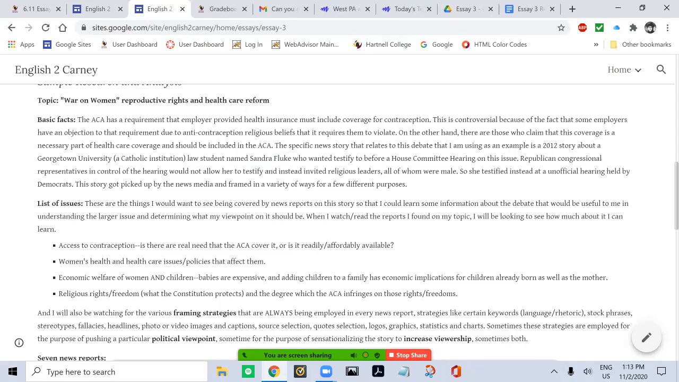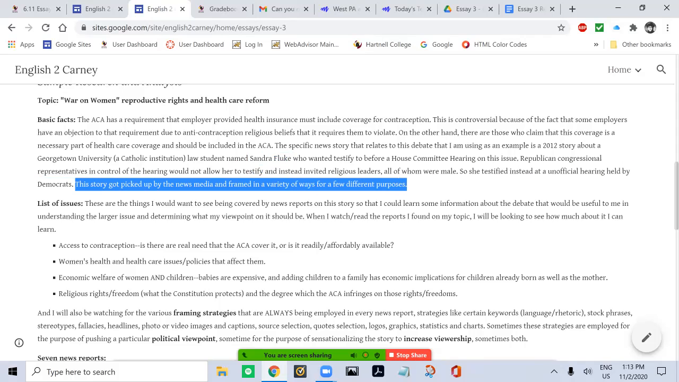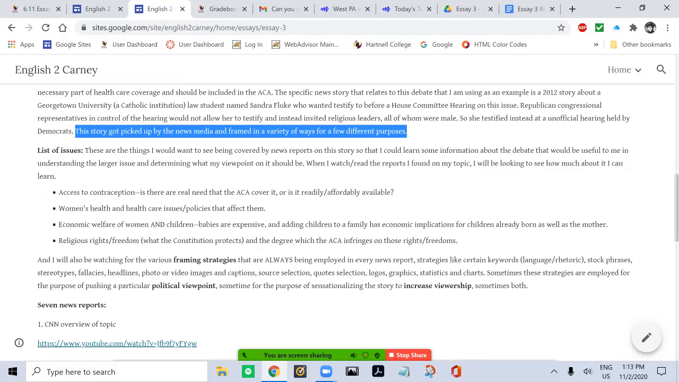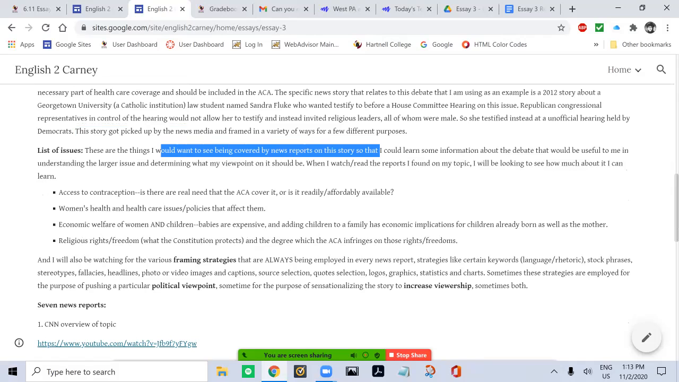All right, so this story got picked up by the news media and framed in a variety of ways for a few different purposes. I said before, you need to make a list of issues, the things you would want to see being covered by news reports on your story. All right, and here's my list of issues that relate.